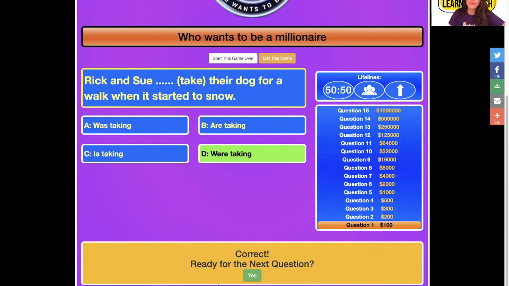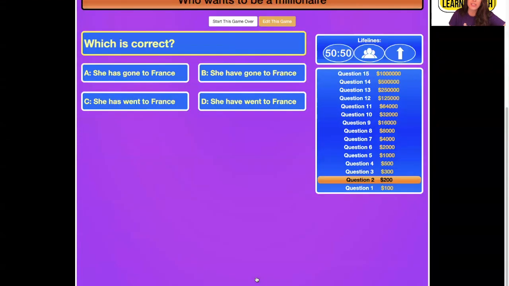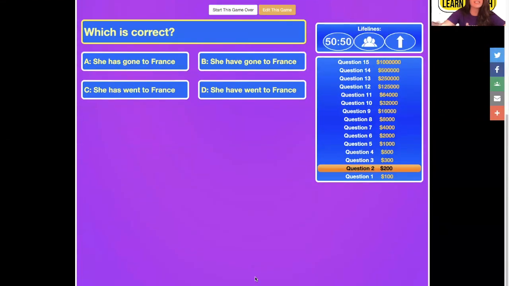For $200. Which is correct? Letter A, she has gone to France. Letter B, she has gone to France. Letter C, she has went to France. Letter D, she has went to France.